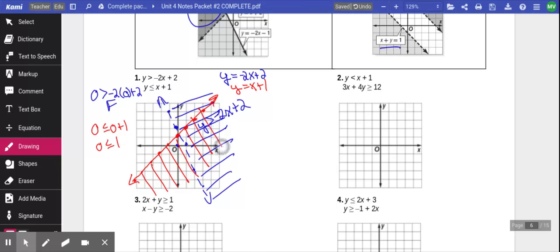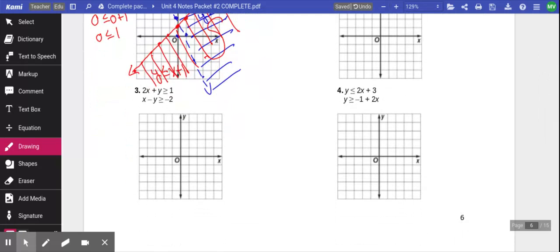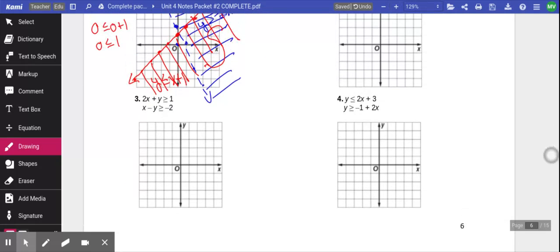And my solution area, so I label this inequality first. My solution area, which I'm going to label with an S, is over here where they overlap, where there's red and blue. Now, it's important to remember that when I'm on the dotted line, that is not part of my solution. On the solid line is, dotted line is not. So I want you to pause, and I want you to graph 2, 3, and 4, and then come back and check.